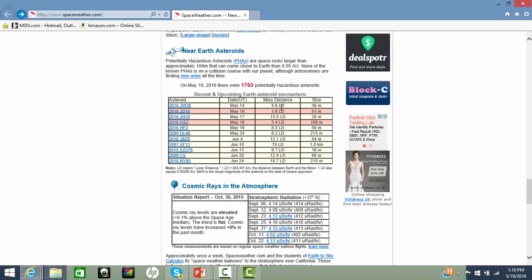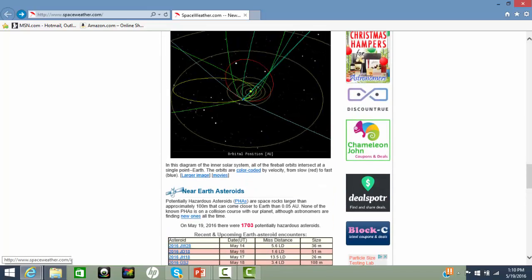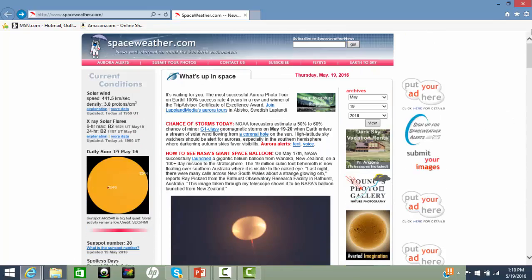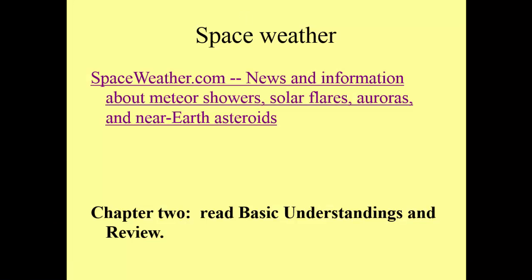So for example, on May 14th, we had a 36 meter in diameter asteroid flyby at a distance 5.6 times the distance from Earth to the moon. So that wasn't real close. 1.6 is getting a little closer. If you look at this chart, sometimes you'll see less than 1 lunar distance, which means some of these asteroids actually fly by between the Earth and the moon, and that's getting pretty close. All right, so anyway, that's a really interesting site to peruse and check out sometime. If you get the chance, spaceweather.com.